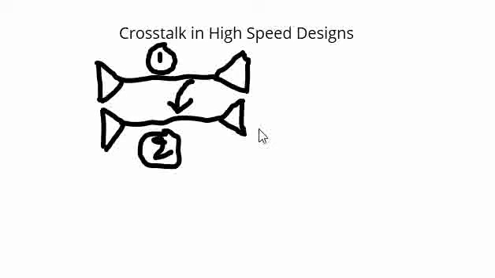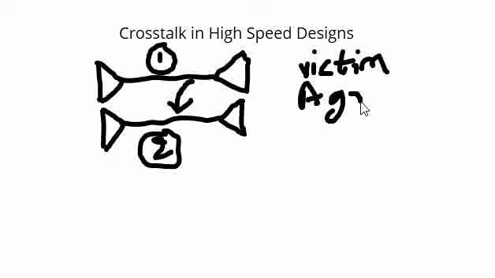So why does crosstalk happen? Before going into it, we need to know two terminologies used when crosstalk happens. One is called a victim. This is a very important terminology. And the second one is called an aggressor. Okay, what is a victim? What is an aggressor?